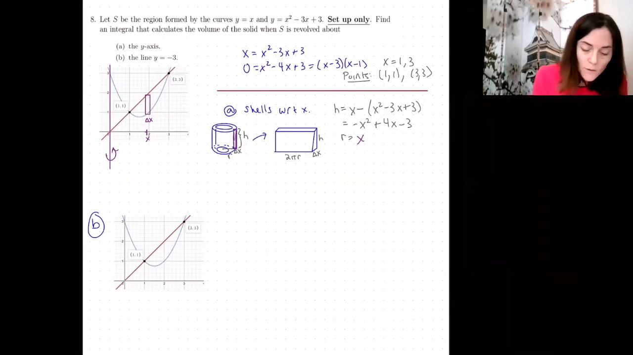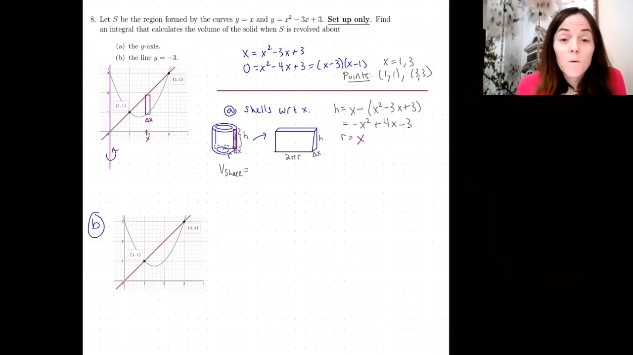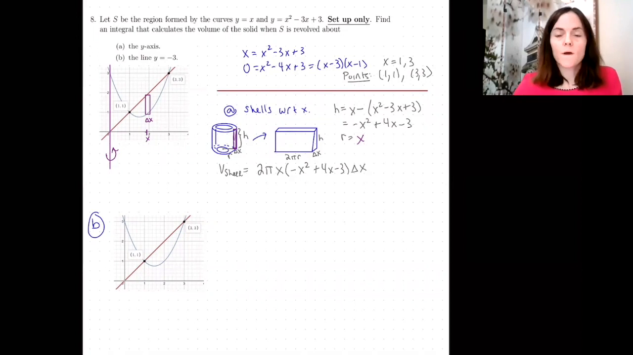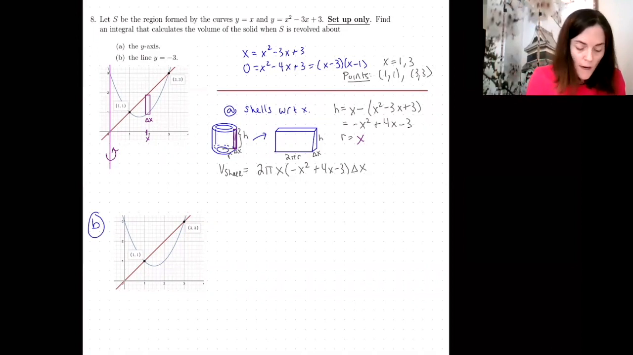So let's write out the volume of just a shell, and then I will immediately write down the integral. This is a setup only problem. So the shell is 2 pi r times h times delta x. Okay, this is the volume of the shell, length times width times height. Now let's just write down the integral.